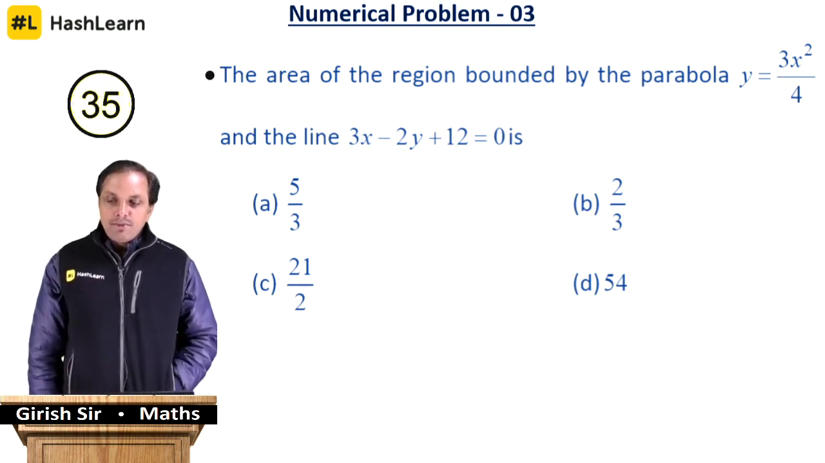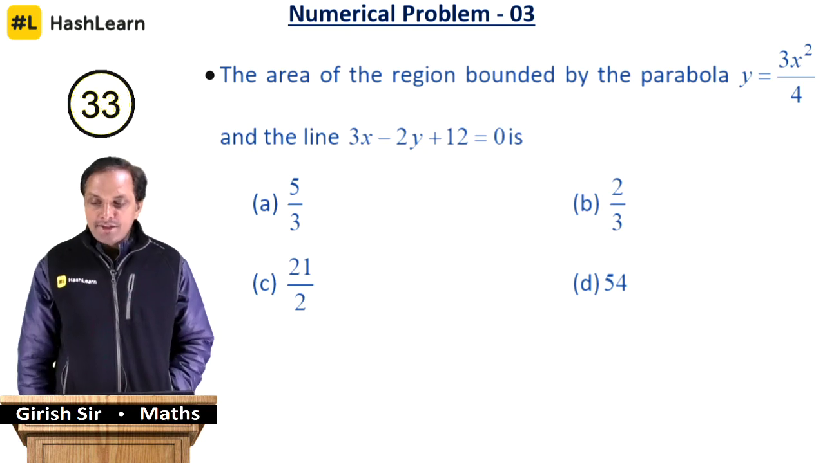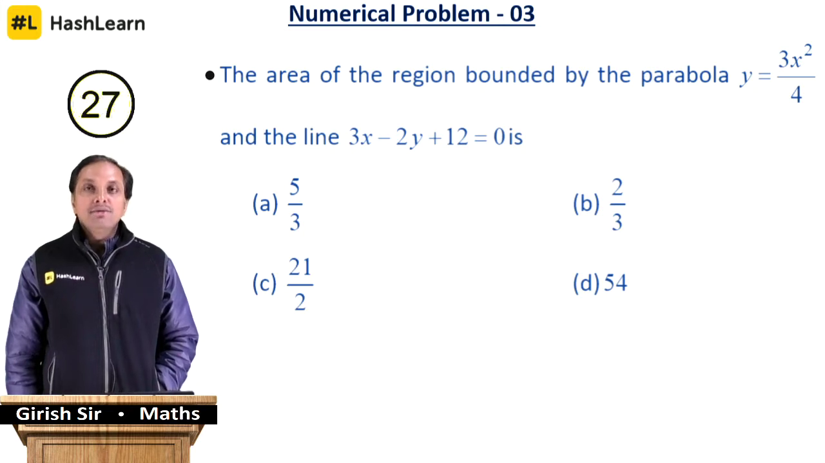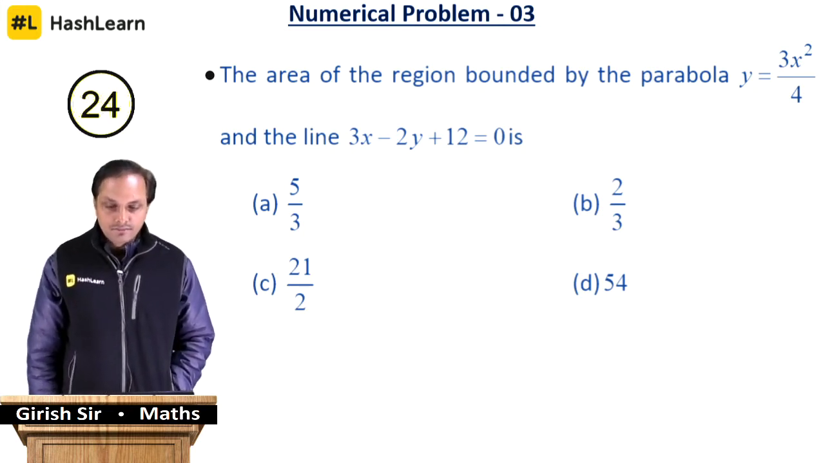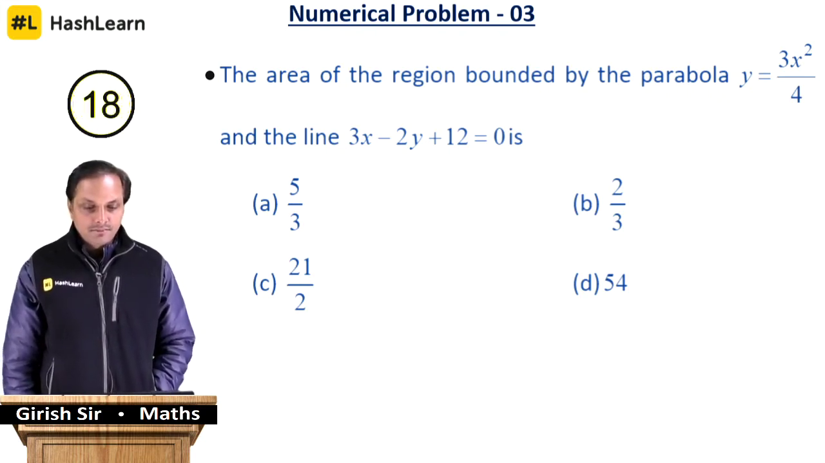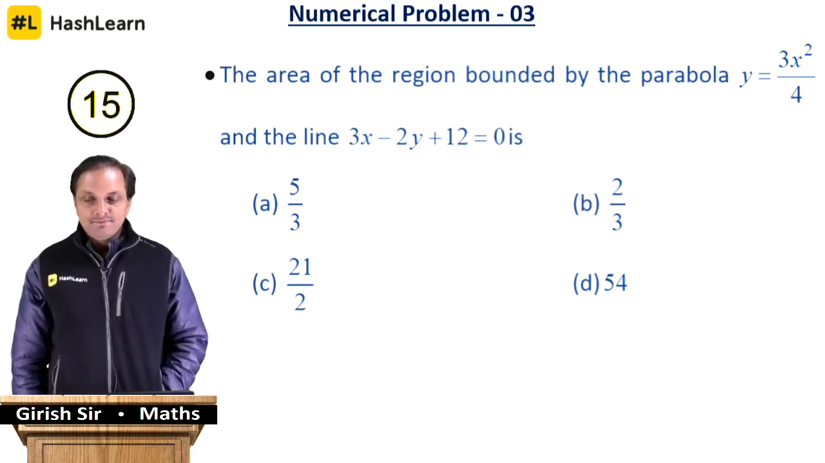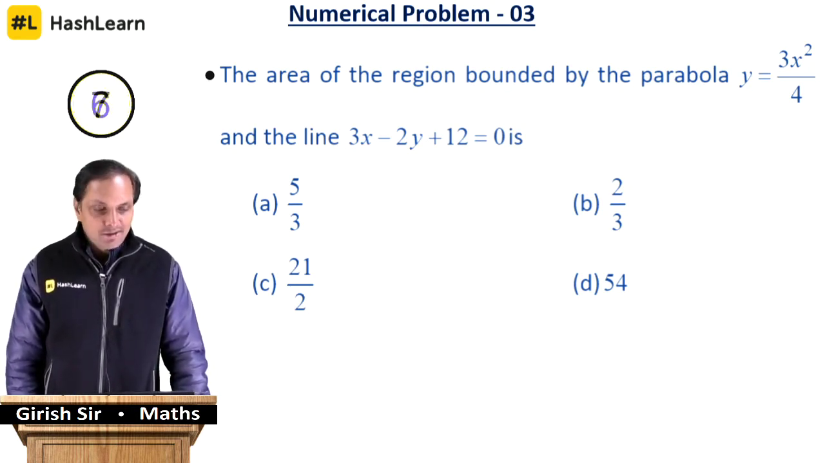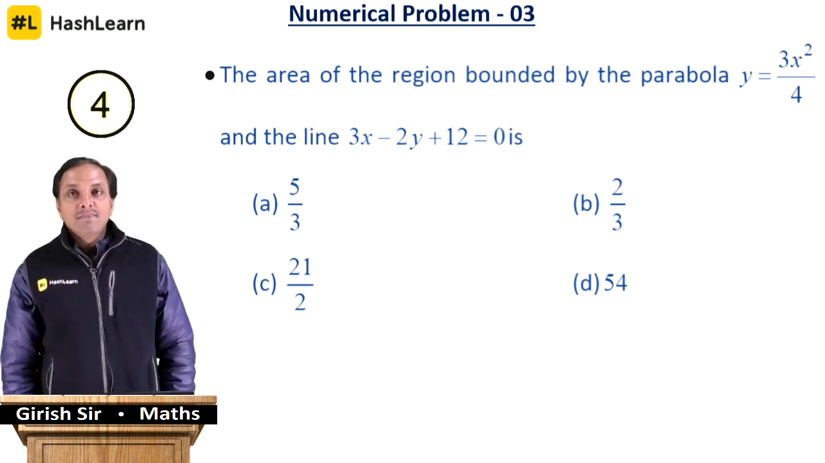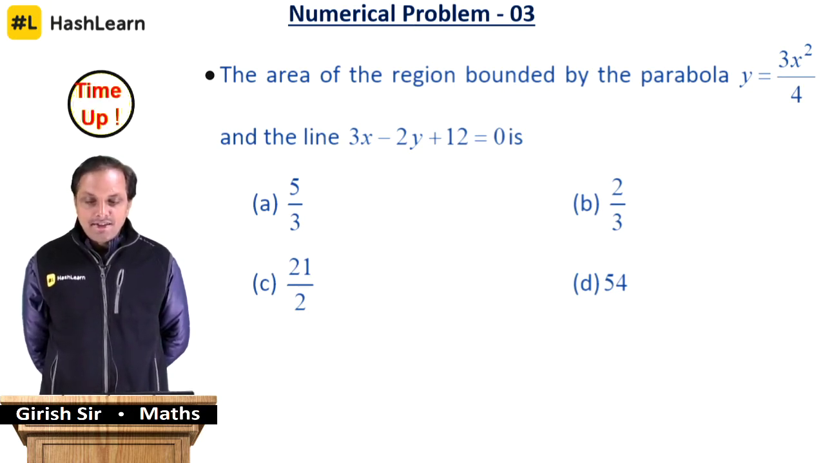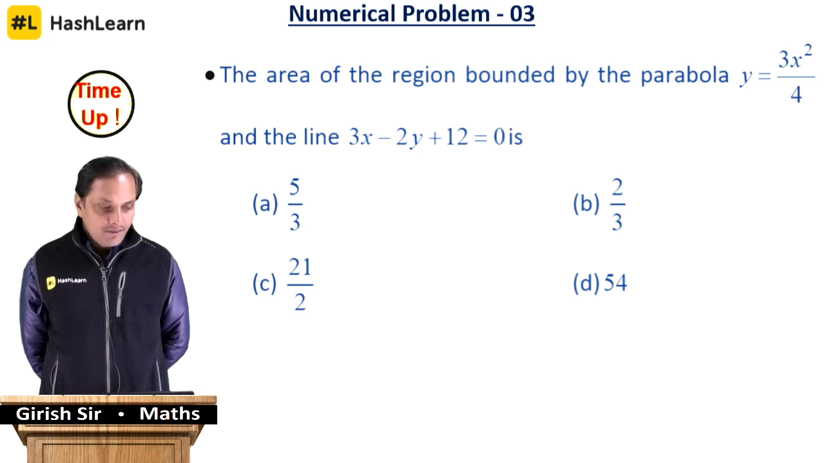So area of the region bounded by the parabola y is equal to 3x square by 4 and the line 3x minus 2y plus 12 is equal to 0. Area bounded by y is equal to 3x square by 4 and the line 3x minus 2y plus 12 is equal to 0. So one is a parabola which will open upwards, x square is there, and there is a line 3x minus 2y plus 12 is equal to 0. Your time is up.